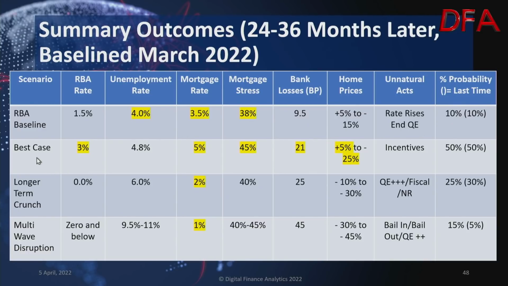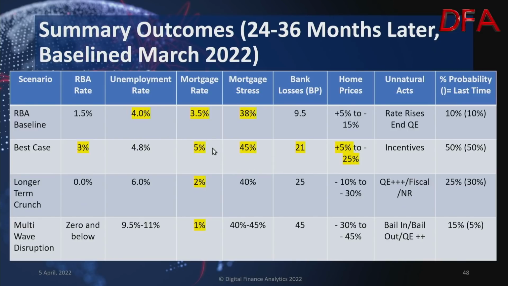On my base case, this is the one that I think is the most likely at the moment. I'm thinking that the Reserve Bank cash rate will be perhaps 3% over the next 2 to 3 years. So that really is a bit below where the markets are, but not dramatically so. I think they'll be forced to do it. I think as a result of that, the unemployment rate will be higher, 4.8. Still quite low, but it's still higher than it is today.